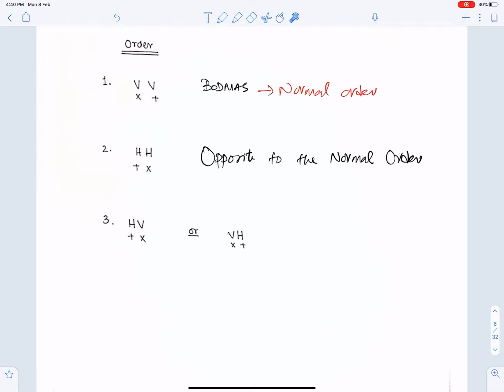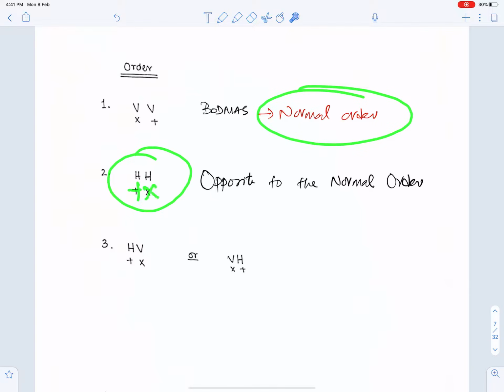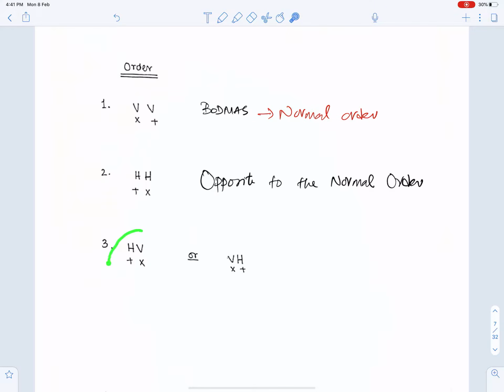Order. For two vertical transformations, we use the normal order, which we use in arithmetic, that is the BODMAS. We first do multiplication and then we do addition. For two horizontal transformations, we use the opposite to the normal order. We use opposite of this order here. We first do addition and then we do multiplication. For horizontal and vertical transformations, we can use anything first. We can either do horizontal first or we can do vertical first. Order is important in these two, not in this case.